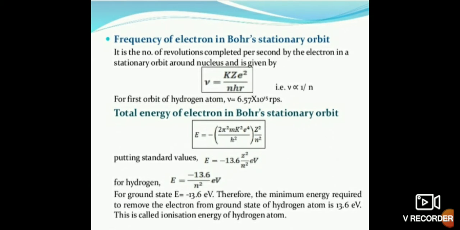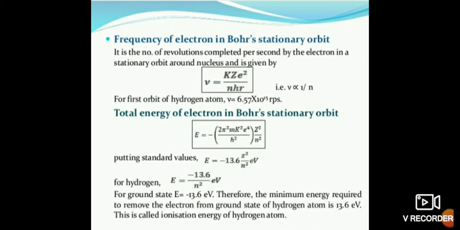Frequency of electron in Bohr's stationary orbit. It is the number of revolutions completed per second by electrons in a stationary orbit around nucleus and is given by nu equal to k z square upon n h r. That is, nu is directly proportional to 1 upon n. For the first orbit of hydrogen atom, nu equal to 6.57 into 10 raised to power 15 rps.